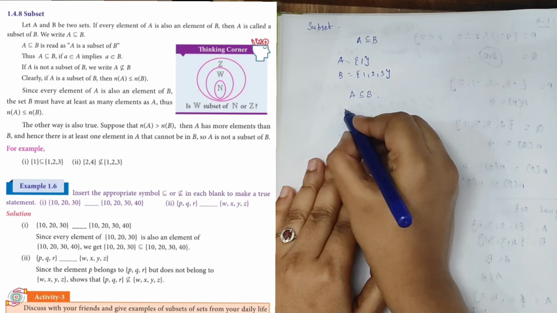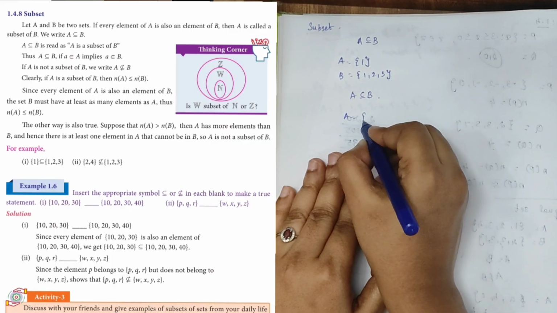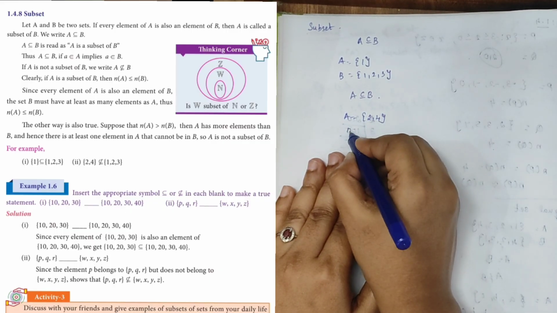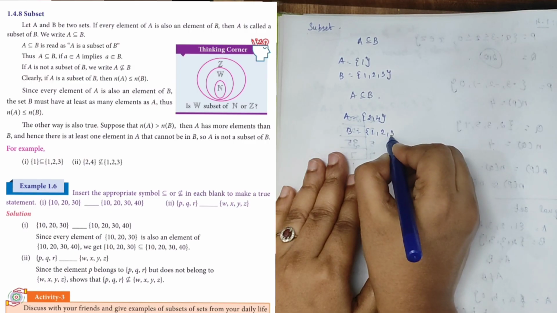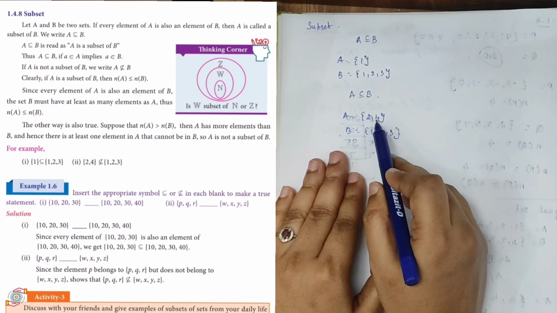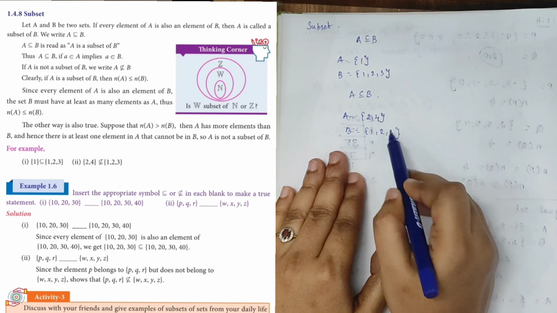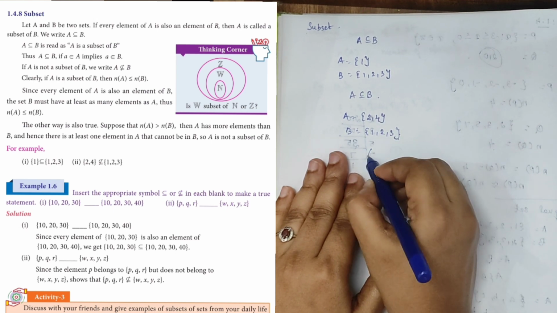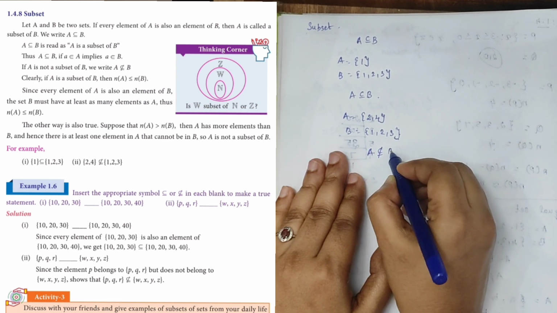I'm going to give you one more example. A is equal to {2, 4} and B is equal to {1, 2, 3}. So 2 is in both sets. What about 4? 4 is not in B, is it? So we will say A is not a subset of B.